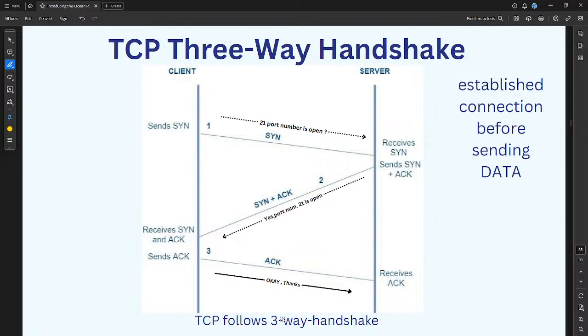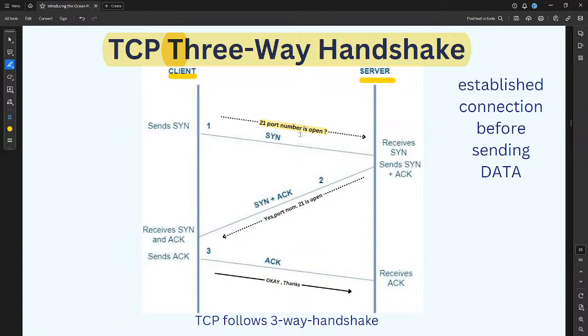So here is the three-way handshake. Very interesting topic. Now look, here is the client, here is the server. For a communication to occur, you can see it's going to be occurring on port 21. What does the client do at first? The client knocks. He says, hey, this is a SYN flag and I'm trying to communicate on port 21. Is this port open? Now what happens at the server end?